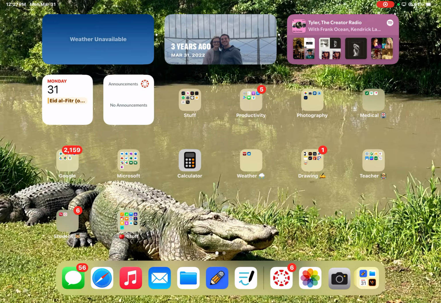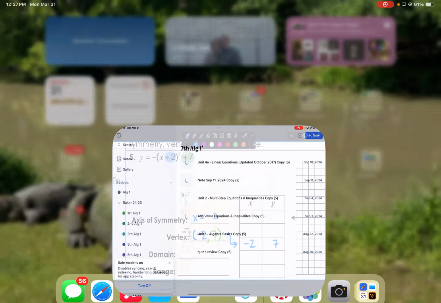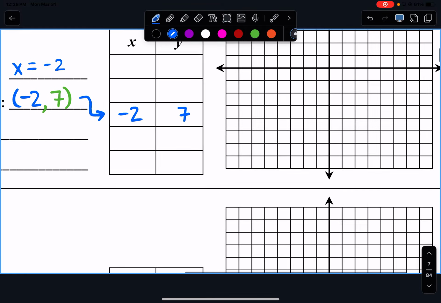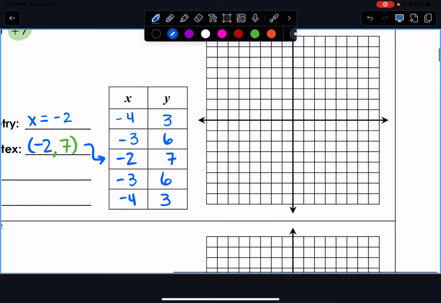Wait, how do I get to see the table? Second graph. Oh, look at that. And then once you get all of your points, plot them on the graph.